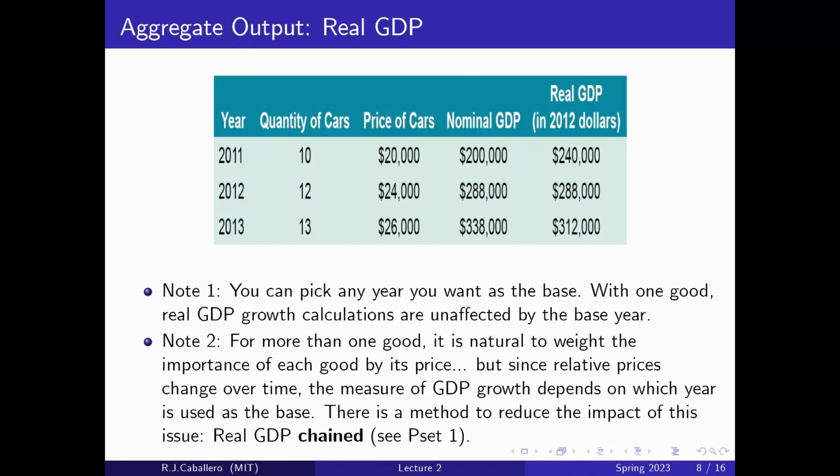We use the prices here, 12. In this particular example, 10 times the price of the car in 2012, which is 24,000, gives 240. Obviously, for the base year, nominal GDP is the same as real GDP. Then for 2013, it's 13 times not 26,000 but 24,000, and we get that. Now, in this example of only one good, you can pick any base year and you'll get exactly the same rate of growth of real output.